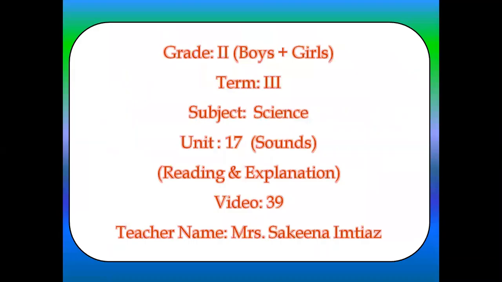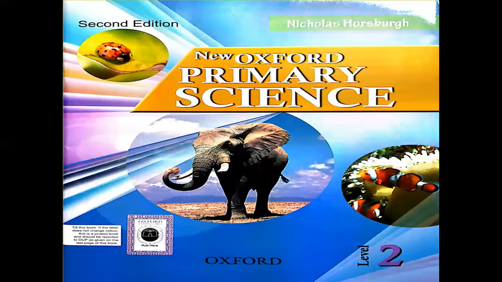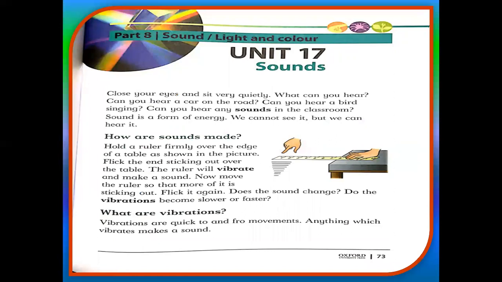This is your science class, grade 2, unit number 17, and this is video number 39. Okay, students, this is your science book. Open it and look at page number 73. Unit number 17. Sounds. What is the name of the lesson? Sounds. Okay. First I read this lesson and then I will explain.